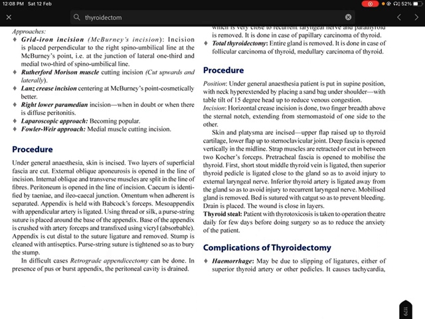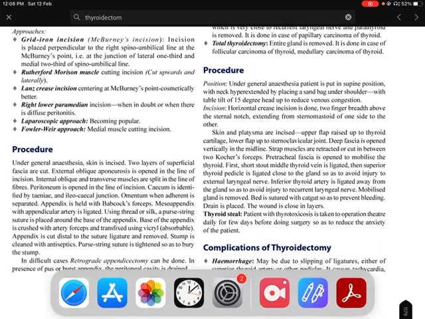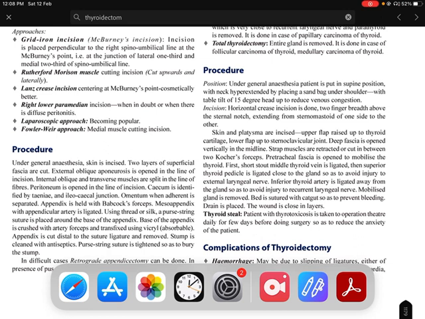First, the short, stout middle thyroid vein is ligated. Then the superior thyroid pedicle is located up close to the gland so as to avoid injury to the external laryngeal nerve, and the inferior thyroid is located away from the gland. Then it is sutured with catgut so as to prevent bleeding, and a drain is placed.